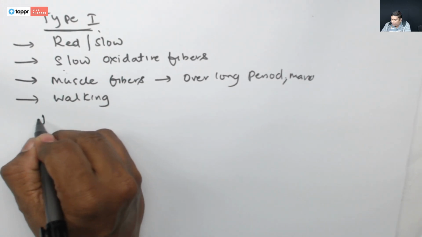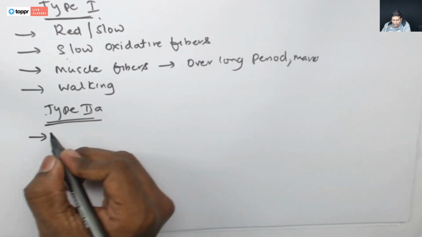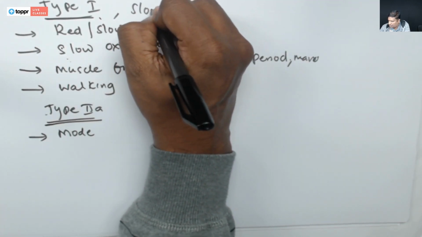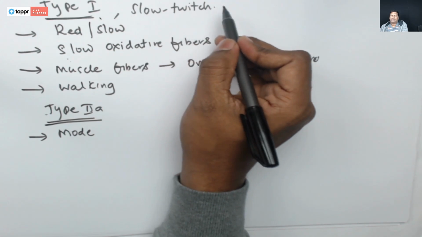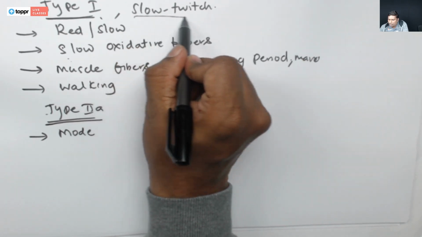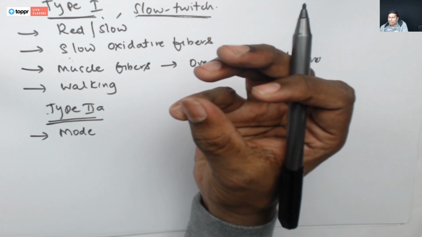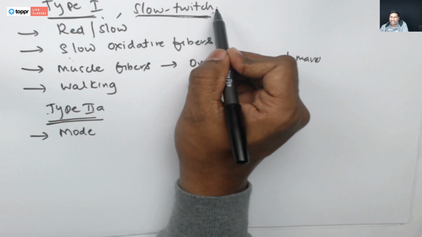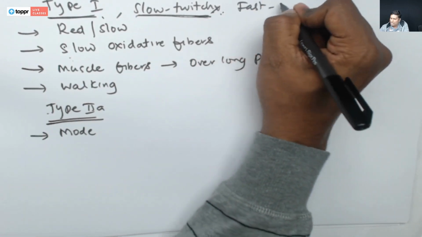Now if you take type 2A, these are moderate twitch, and type 1 are slow twitch. For instance, if you want to start running, first the slow twitch muscle fibers in your muscles will get activated. But the minute your muscles realize that the slow twitch is not going to work because they are not providing enough energy, these get shut down, these stop working, and then the fast twitch ones are activated.